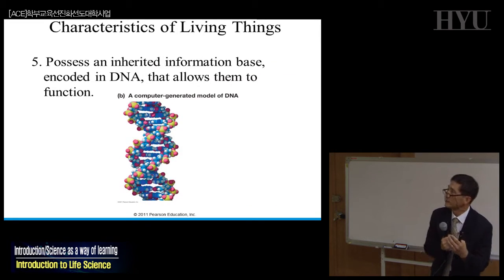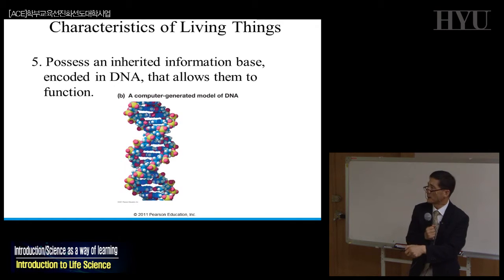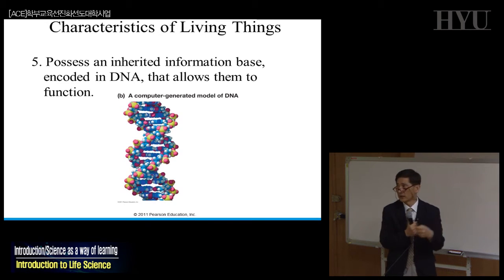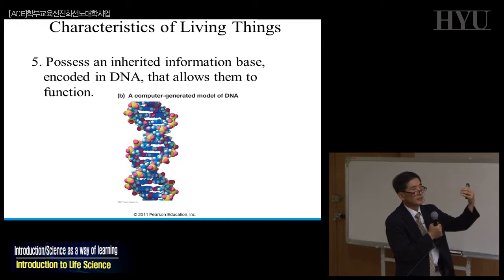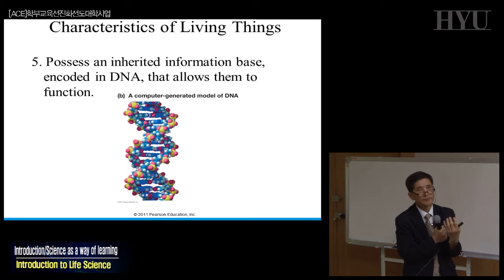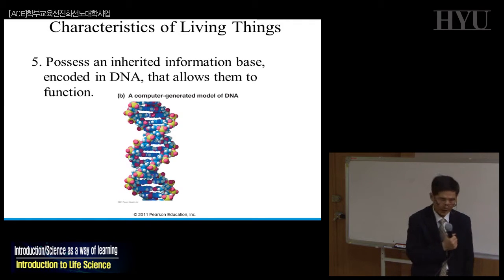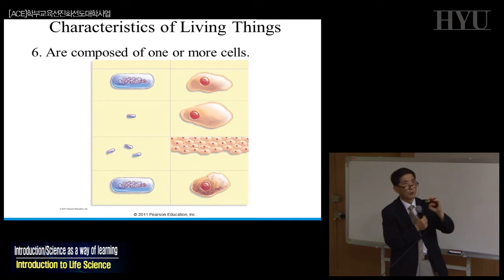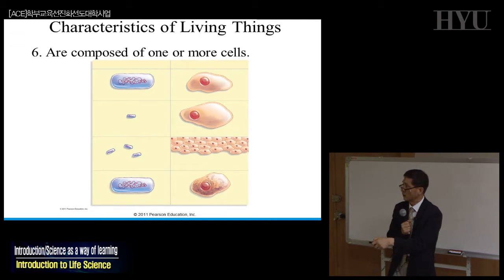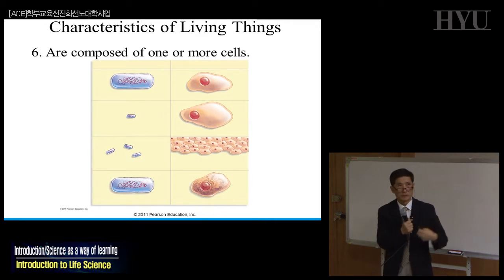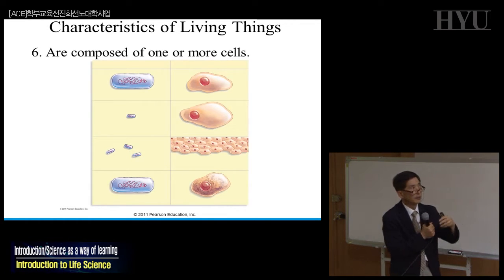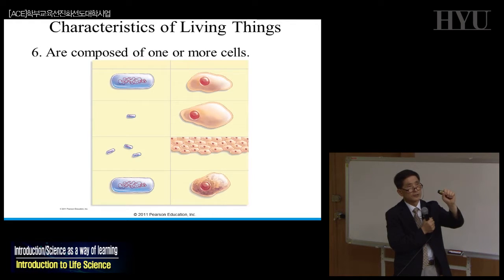And possess an inherited information base encoded in DNA that allows them to function. We'll learn details about this DNA, okay? The genetic information is encoded in DNA. So that's one of the characteristics. All the living things are composed of 1 or more cells. Bacteria have only 1 cell. Higher eukaryotes like ourselves have trillions of cells in our body. But nevertheless, the life form is composed of cell or cells.